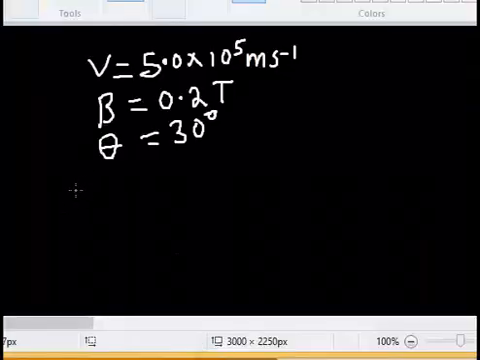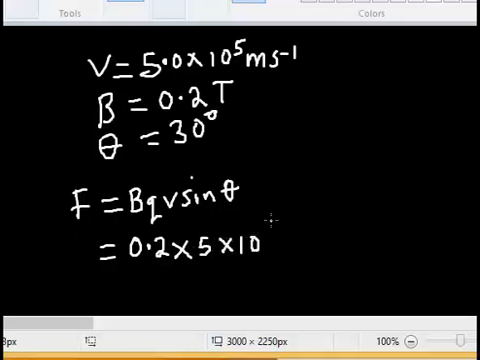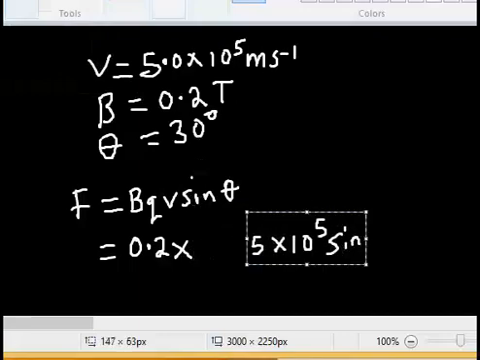So what formula are we going to apply? This simply means that we are going to apply the formula for the force experienced by a charge, which is BQV sine theta. So this is going to be equal to B, which is 0.2, then the V is 5 times 10 raised to the power of 5. I've not actually written the value for the Q. This is for V. So of course you know Q is 1.6.